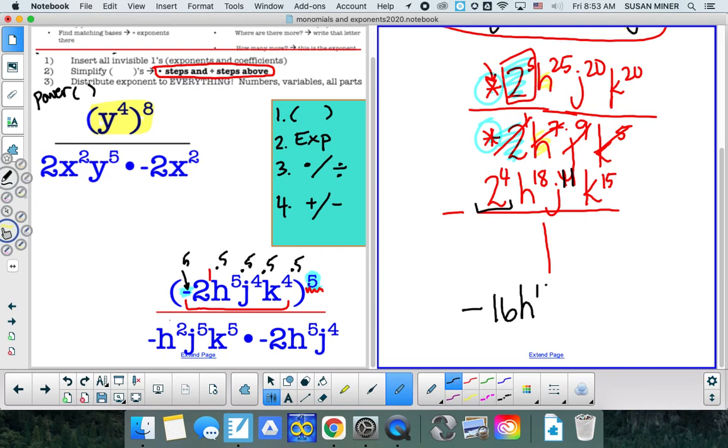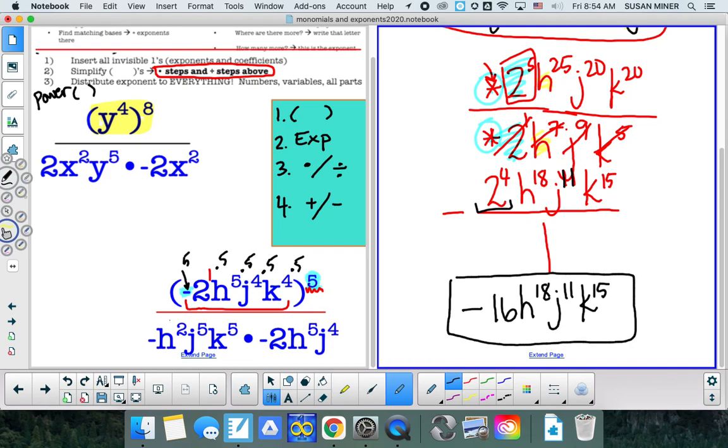H to the 18th. J, that's supposed to be a J, not a K. J to the 11th. K to the 15th. And anything divided by 1 is just that number. And so the 1 on the bottom, because of division, is just going to be divided away. And so there's my final answer.